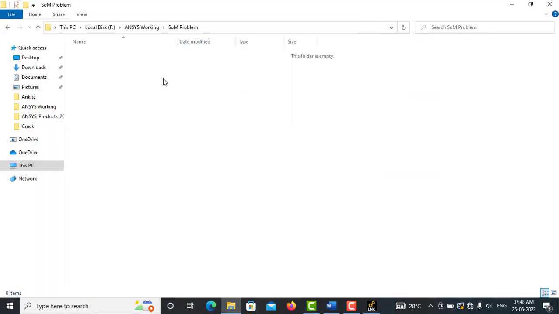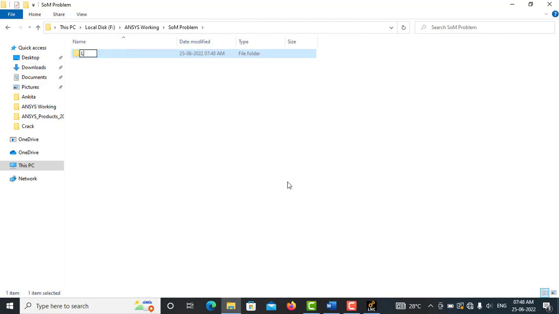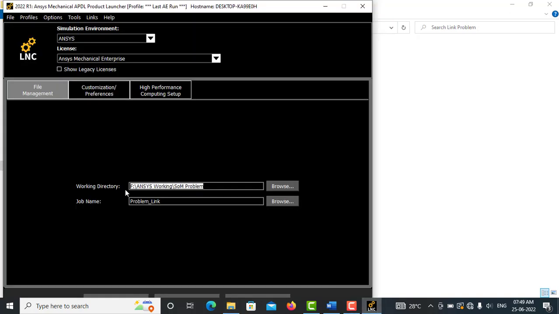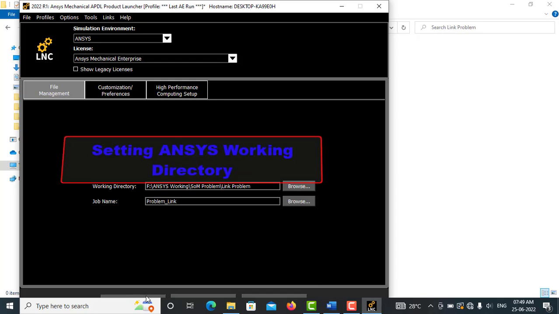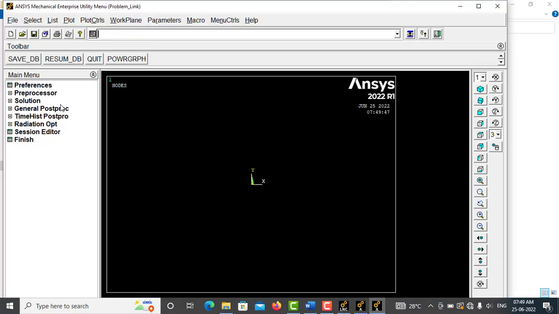Let me start the ANSYS Mechanical APDL product launcher. I'm creating a separate folder for this link problem. I'm copying this location and setting it as the working directory, and the file name is also given. Just clicking Run, it will open up ANSYS APDL.